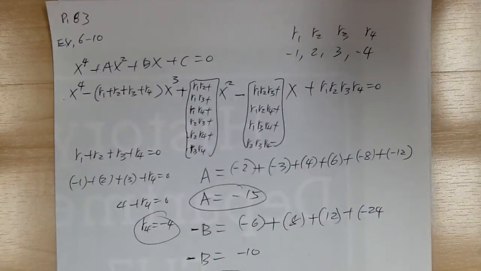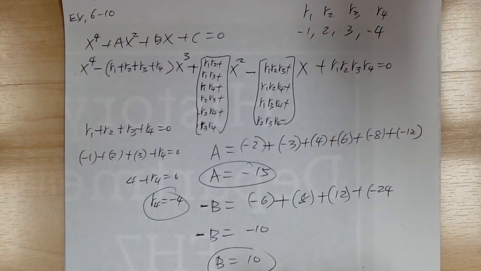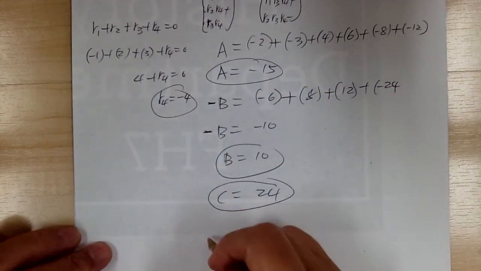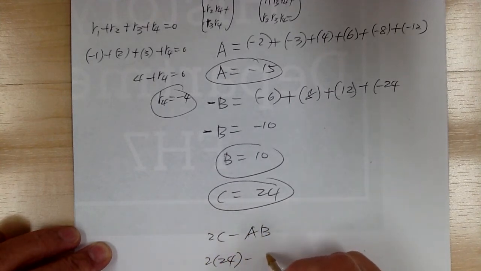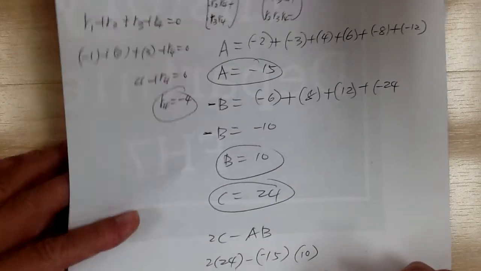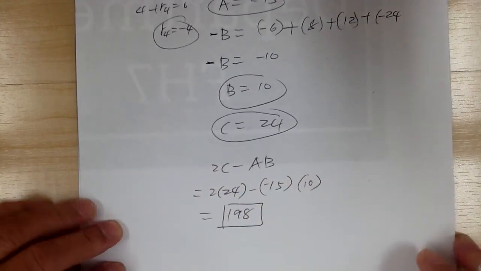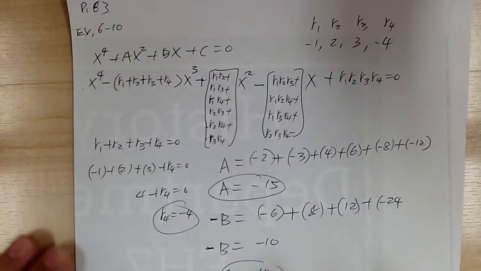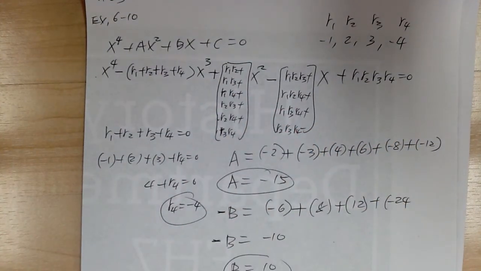Okay, c, just multiply all this together. So c equals 24. So now we can find 2c minus ab, equal to 2 times 24 minus a times b. So this is equal to 198. Okay? So you can see how useful this root equation is. So super important.